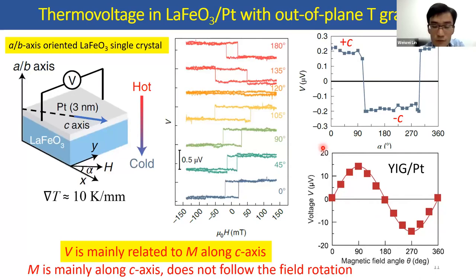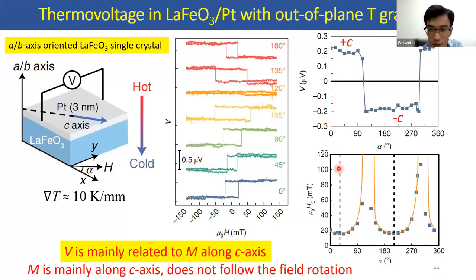This is different from a common ferromagnet. In ferromagnets, the magnetization will rotate and follow the applied field direction if it's saturated. But in this canted antiferromagnet, because of the intrinsic canting, the net moment does not follow the magnetic field. So this is why we have this step-like voltage in the angular dependence.